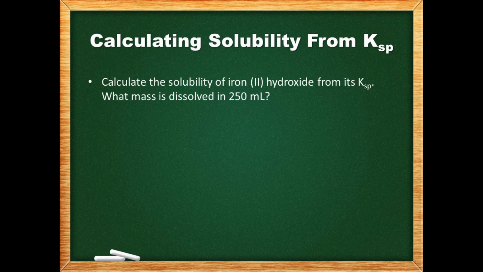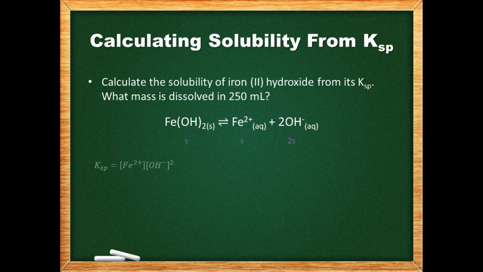Calculate the solubility of iron(II) hydroxide from its KSP. What mass is dissolved in 250 milliliters? This is a two-part problem, and we will begin by calculating the solubility. We don't have molarities to include under the equilibrium expression, so we represent them using a variable. S is equal to the molar solubility of iron(II) hydroxide. Since there are 2 moles of hydroxide for every mole of iron(II) hydroxide, the concentration of hydroxide will be 2S. Next, we write our KSP expression.